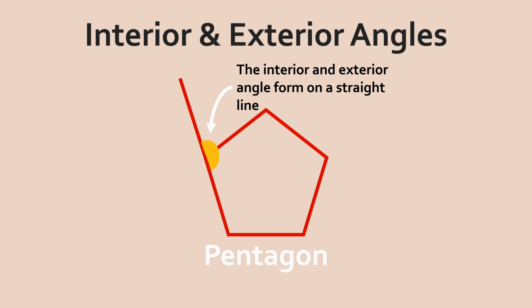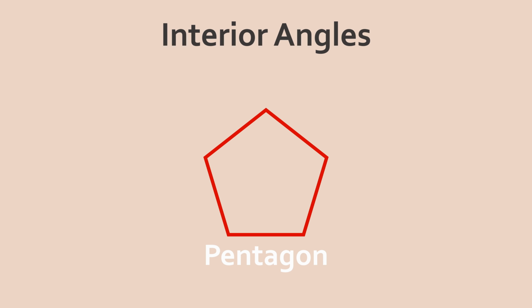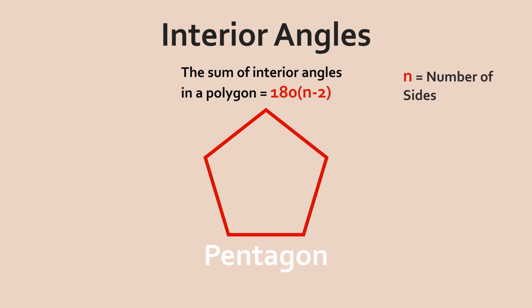Now, let's move on to something mind-blowing. There's a magical formula that unlocks the secret of angles in any polygon. Are you ready for it? The sum of the interior angles in a polygon with n sides can be calculated using this formula, 180(n − 2). Pretty cool, right? Let's break it down.